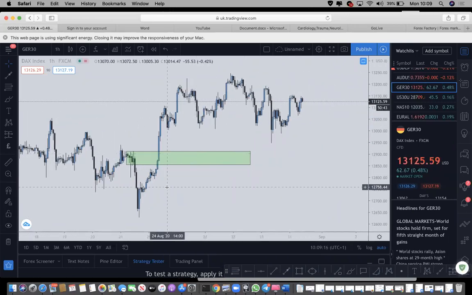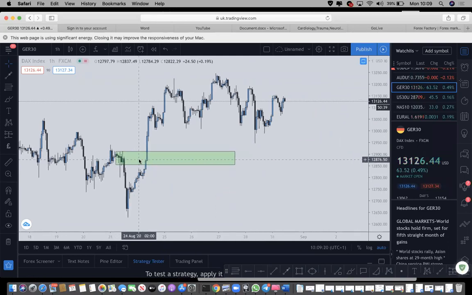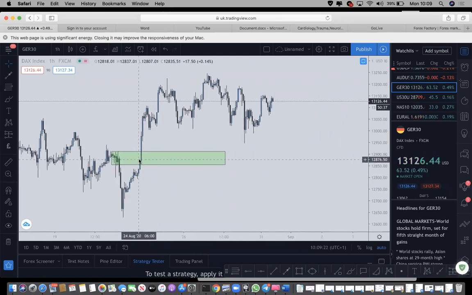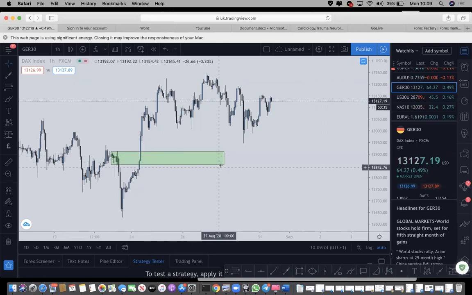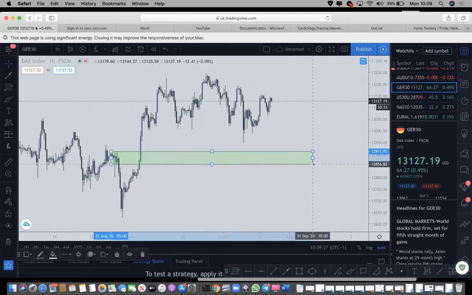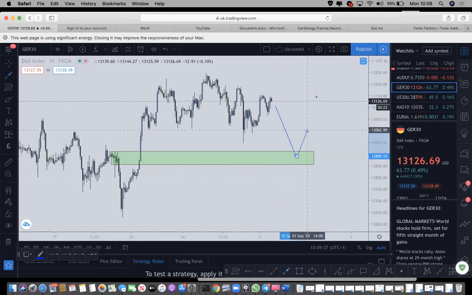Okay. I marked up this area because I have a mitigation candlestick sitting right here. Let's stretch it. If DAX comes here, I want to see a buy reaction to go higher.